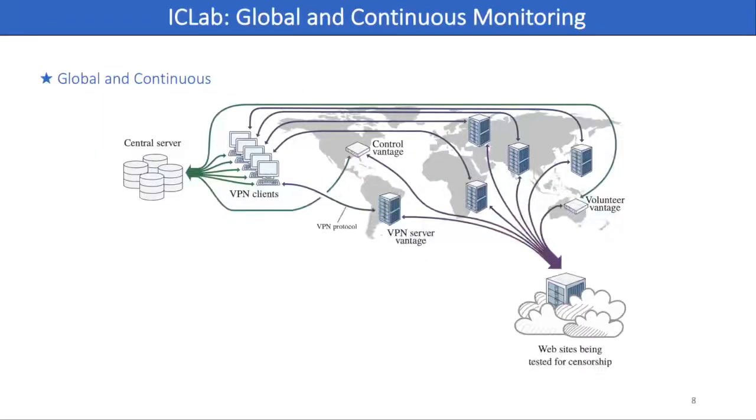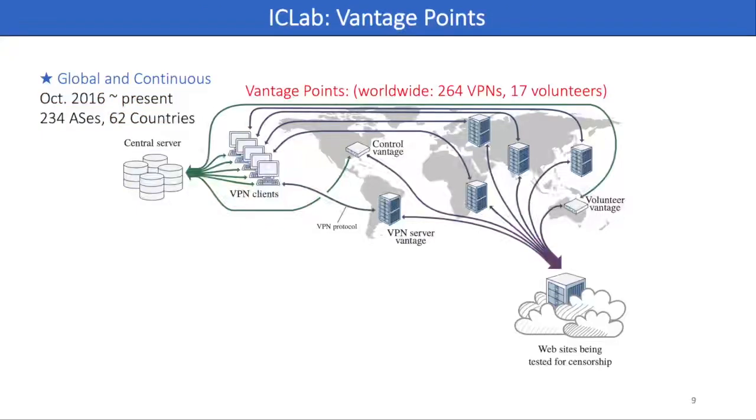ICLab offers global and continuous monitoring. It has been running since October 2016 in 62 countries. For vantage points, ICLab utilizes commercial VPNs and a small number of volunteer-operated devices.